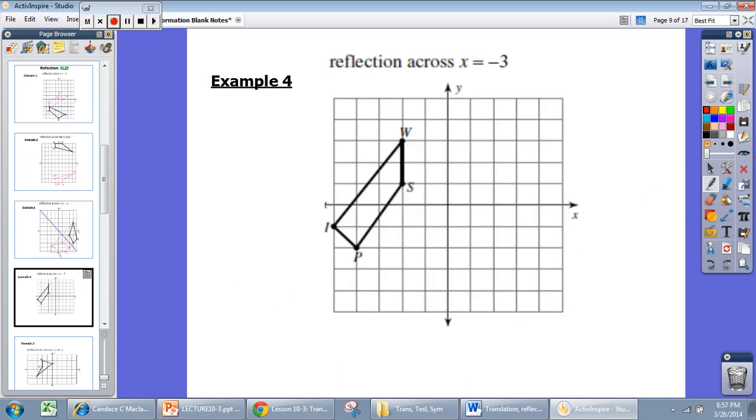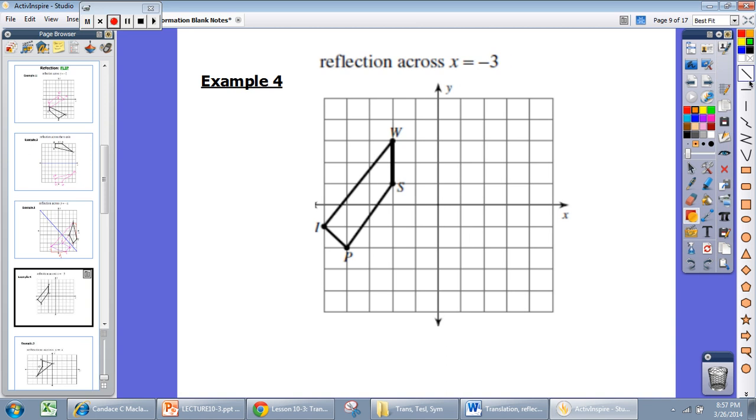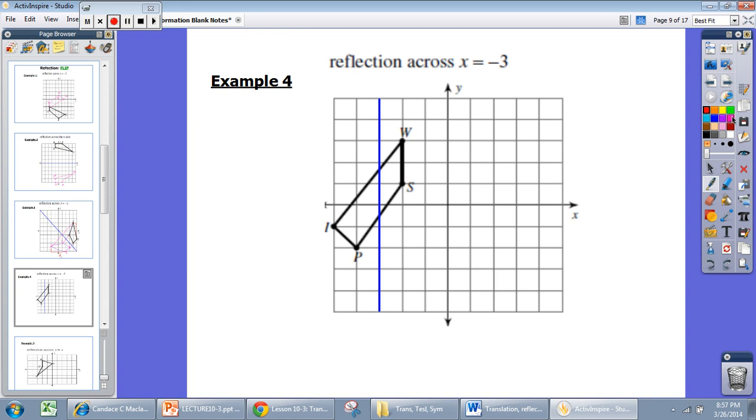Alright, x equals negative 3. So x equals negative 3 is going to be a vertical line at negative 3. Let's see. 1, 2, 3. Okay. Right there. Alright, so same thing like before, let's switch these guys over. So W is 1 away, so make W 1 away on the other side. S is 1 away, so make S 1 away on the other side.